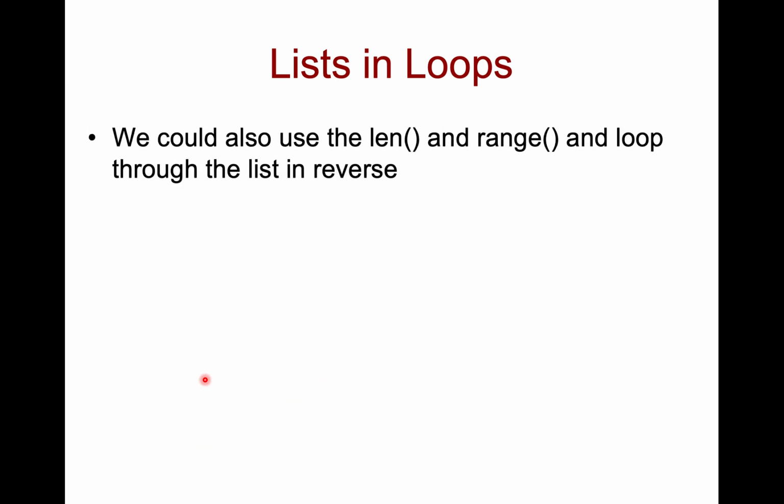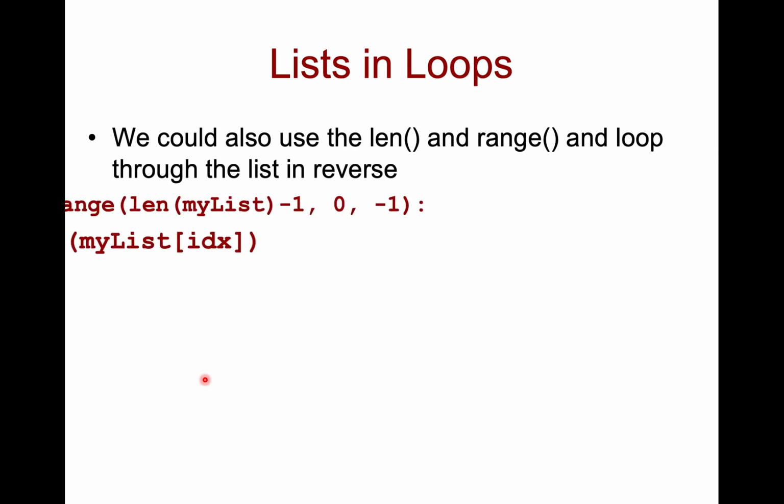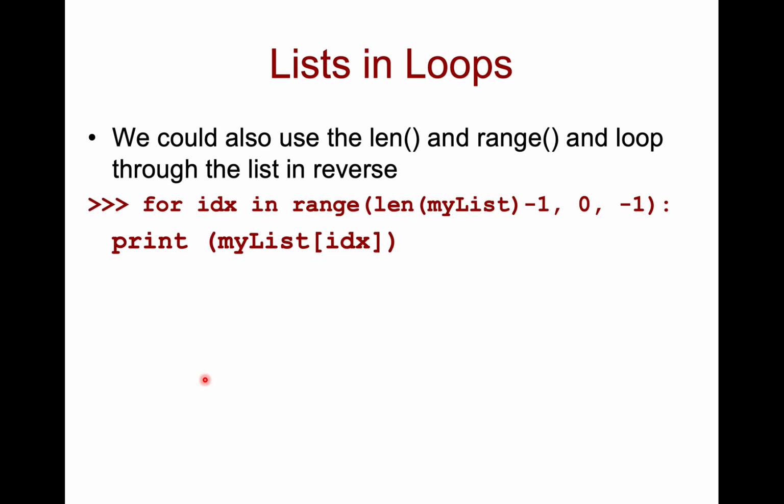We can also use the len and the range functions and then loop through the list in reverse. This can be useful at times. So remember, mylist has 5 items in it. The len of mylist would be 5. So this first argument to the range function is 5 minus 1, which is 4. So this range function starts at 4, it goes to 0, and because the increment is negative, it's counting backwards.